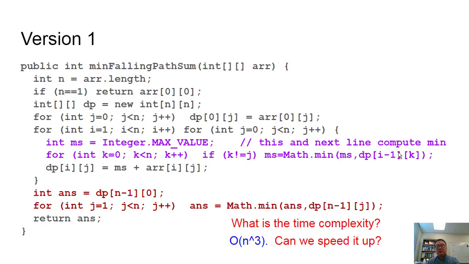Suppose the minimum is achieved at column k. Then that can be used for any dp[i][j] where j is not equal to k. But for dp[i][k], I need a second minimum, because I cannot use the smallest. Then I have to use the second smallest.